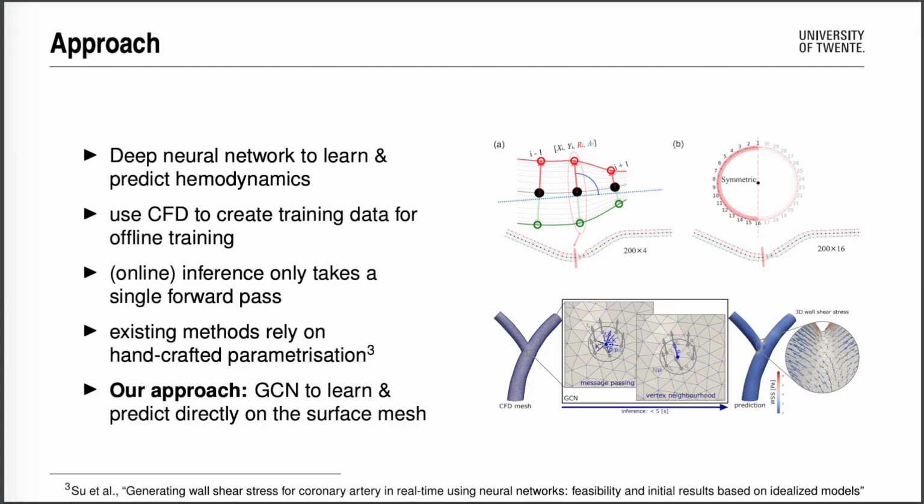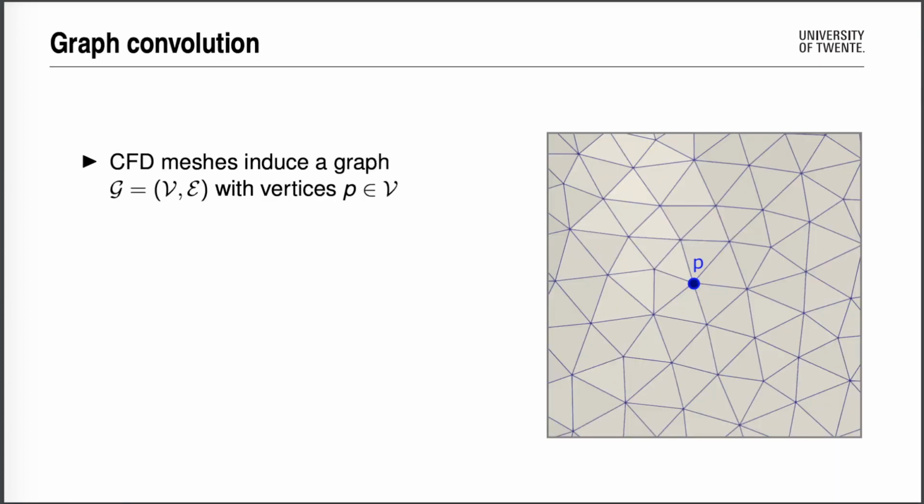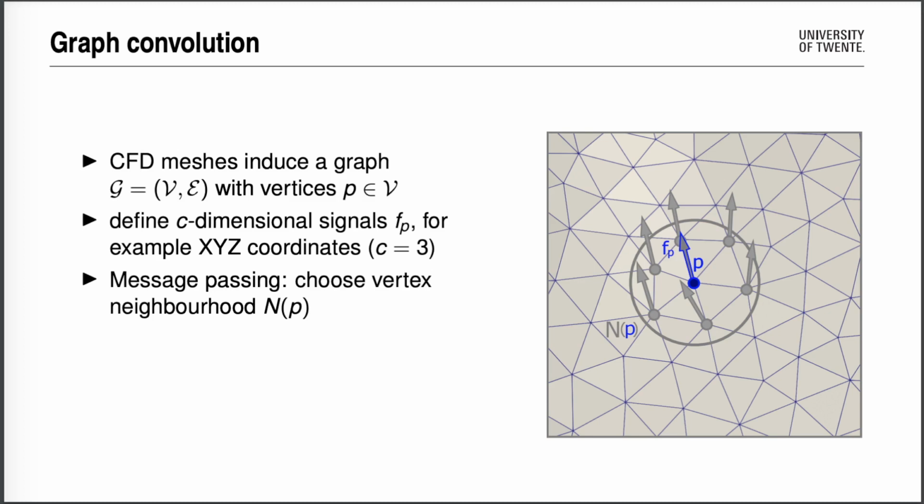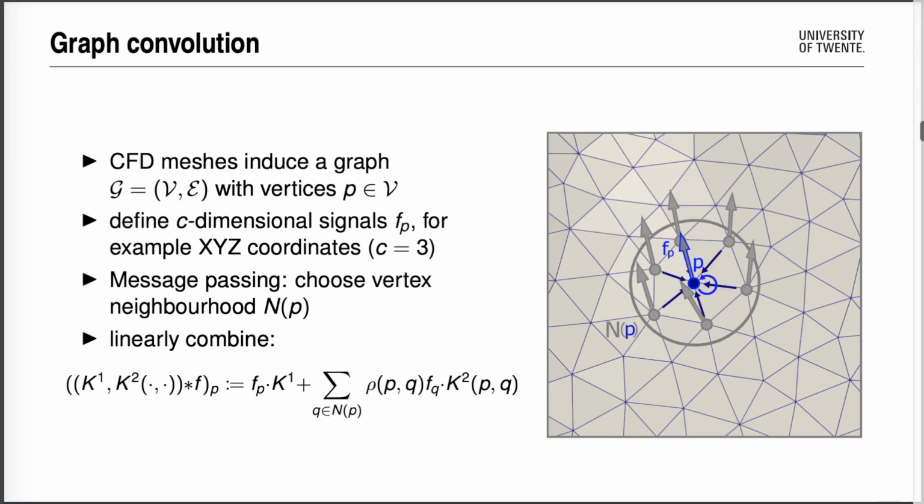State-of-the-art graph convolutional networks, or GCNs, consist of layers that perform convolution in the form of message passing, which I will sketch in the following. A CFD mesh consists of vertices and polygonal faces which induce a graph with vertices V. We use this graph to define our graph convolution. On every vertex P in the graph, we define a C-dimensional signal f. F is usually high-dimensional in intermediate layers, but can also represent a physical or geometric quantity, for example, XYZ coordinates. Graph convolution aggregates information from a neighborhood N around vertex P by linearly combining signal vectors and multiplying them by a convolutional kernel K. This is called message passing.